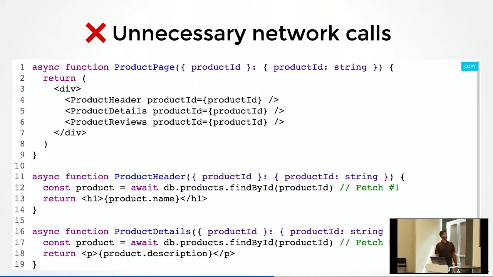So here's an example of line number 12 is fetching products by ID, right? Product info. And then in line number 17, we're doing the exact same thing. Now, when you run this, in theory, it's going to run multiple times. It's going to be fetching the same data over and over again.